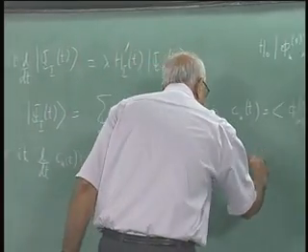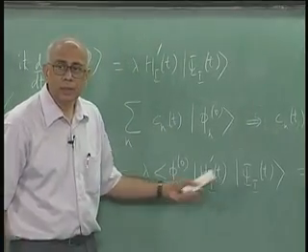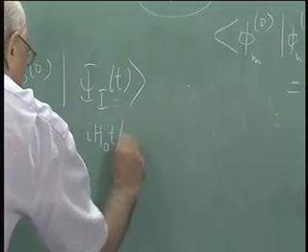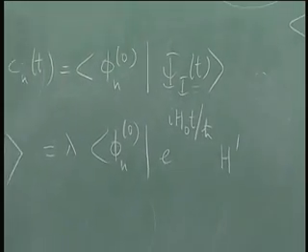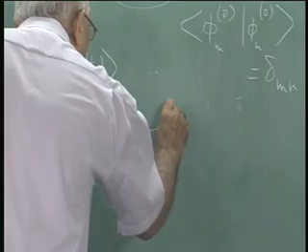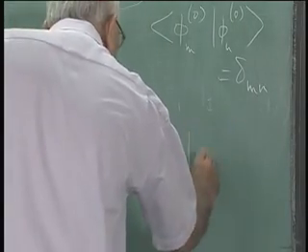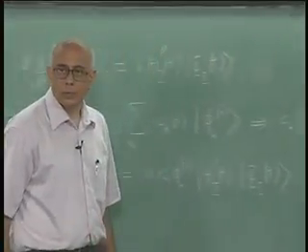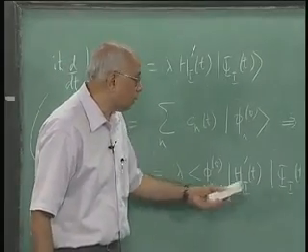This is equal to lambda times phi n 0, and if you recall our definition of this operator here, it was equal to e to the i H naught t over h cross, H prime in the Schrodinger picture, just the original H prime, e to the minus i H naught t over h cross, and then psi I of t. By the definition of this operator here.